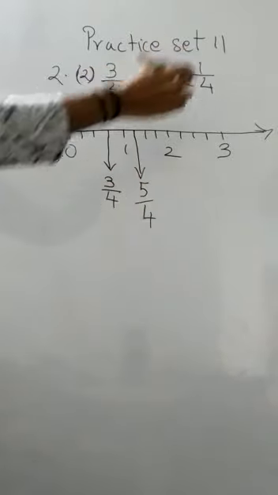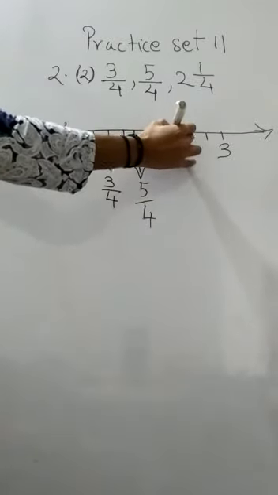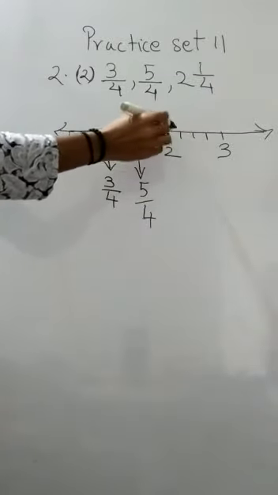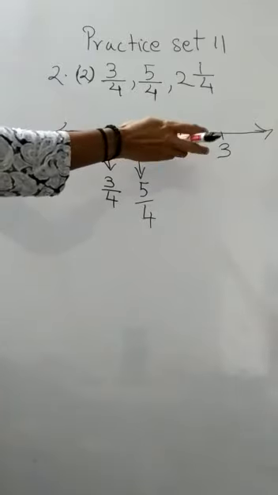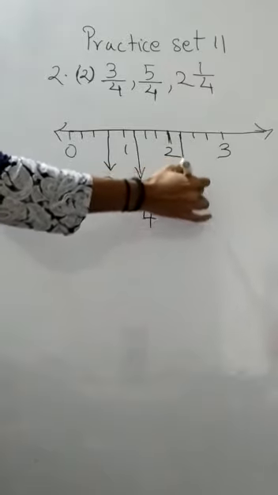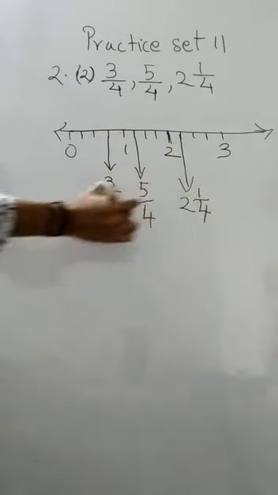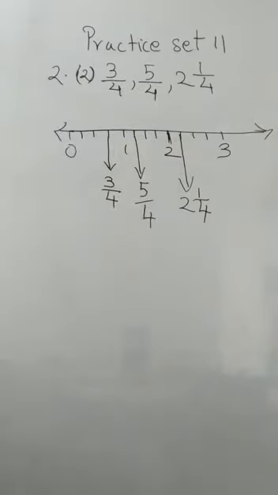Next is 2 and 1 by 4. That is a mixed number. So this is 2, right? After 2, a 1 by 4. This is 2 and 1 by 4 means 1. Right? So here it will be 2 and 1 by 4. Okay, so this is how you represent the fractions on the number line.